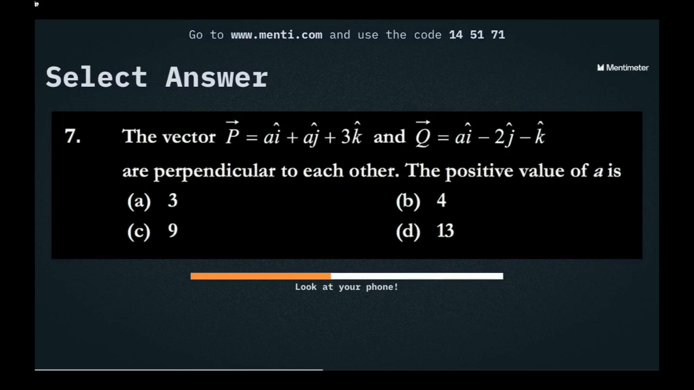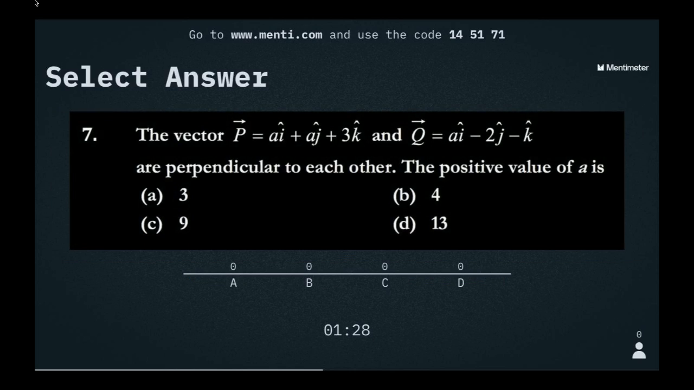The vectors P and Q are perpendicular to each other. The positive value of A is giving you a hint after 10 seconds.